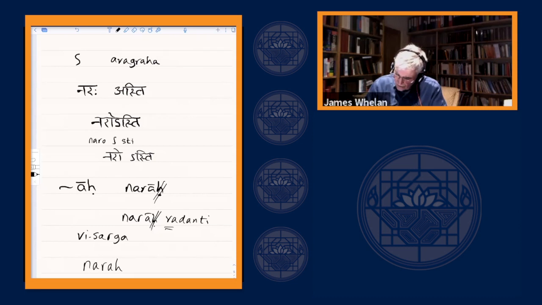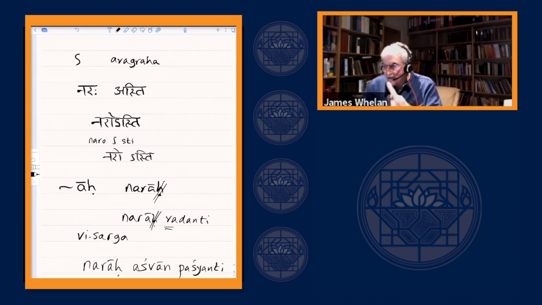So, the men see the horses, for example. Without sandhi, narah, ashvan, accusative plural, pashyanti. Before the vowel, again, it just drops off. So narah, ashvan, pashyanti. Right.